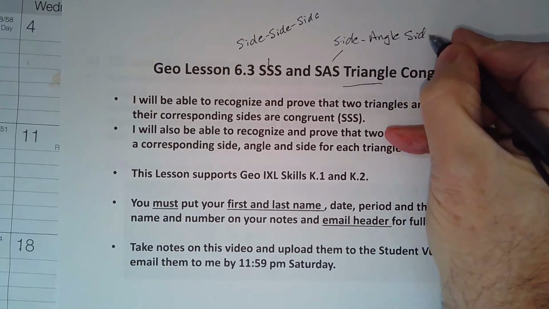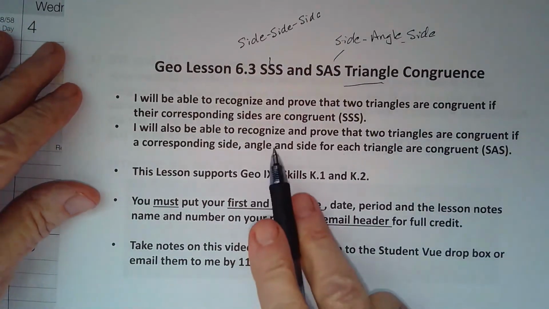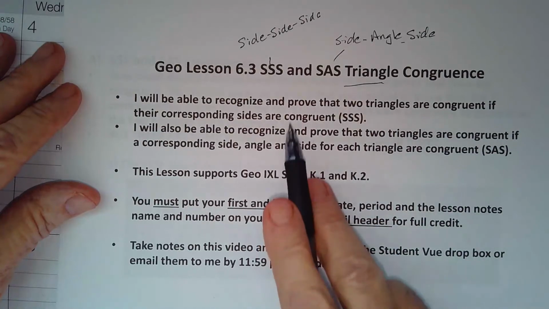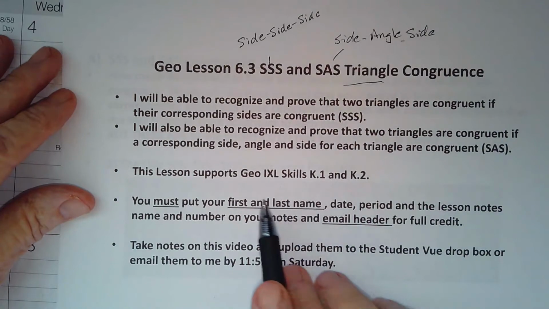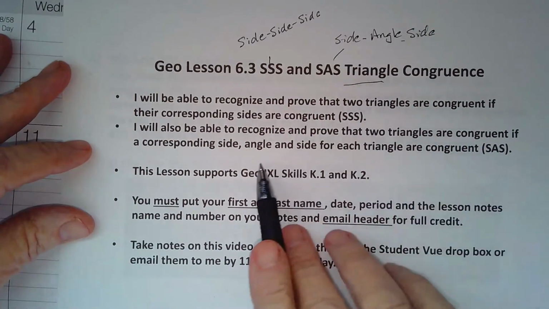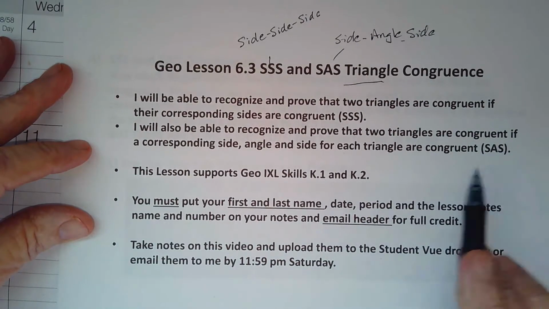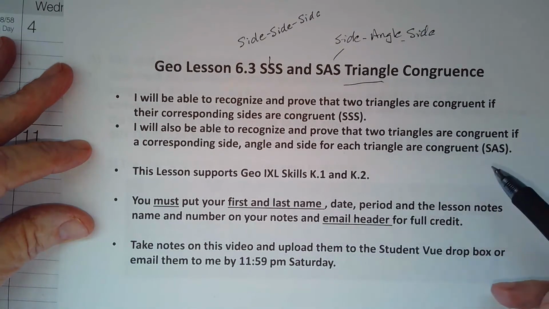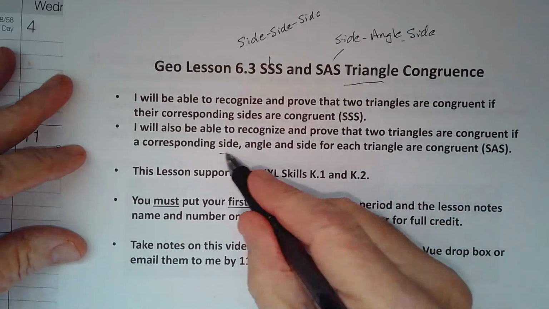And these are basically shortcuts to proving congruence. So you'll be able to recognize and prove that triangles are congruent if their corresponding sides are congruent only, without worrying about the angles. And the other one, side angle side, you'll be able to recognize and prove that two triangles are congruent if a corresponding side, angle, and side for each triangle are congruent. And you'll find that the angle is always in the middle. So side angle side.